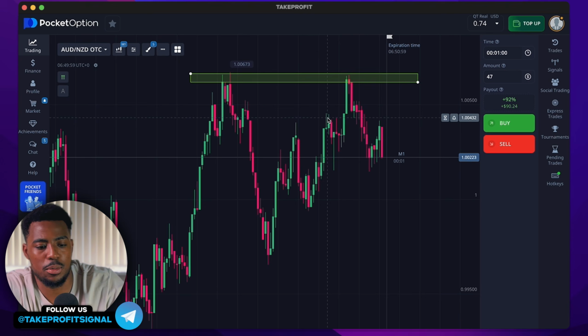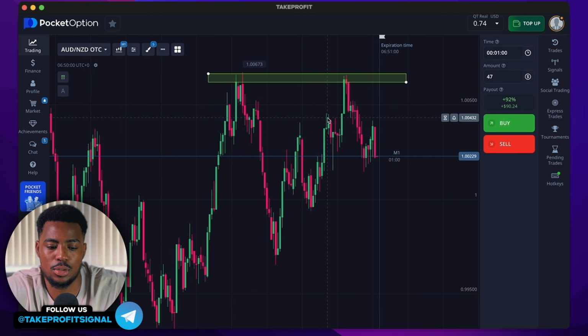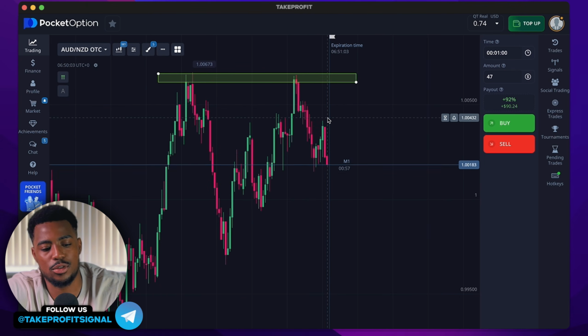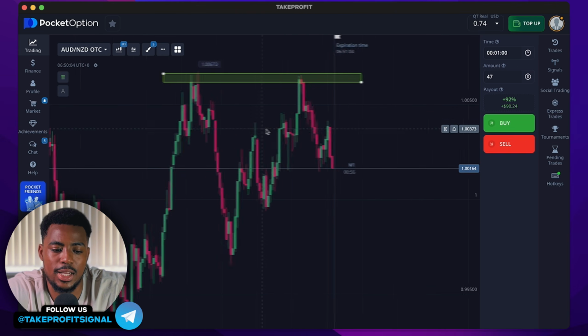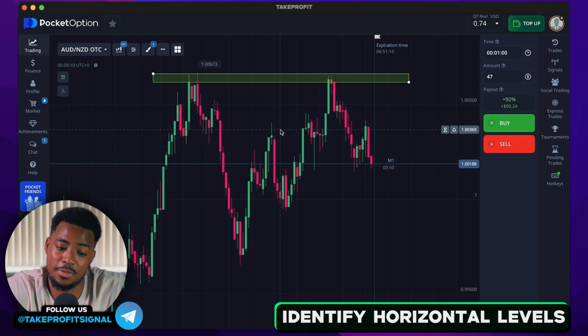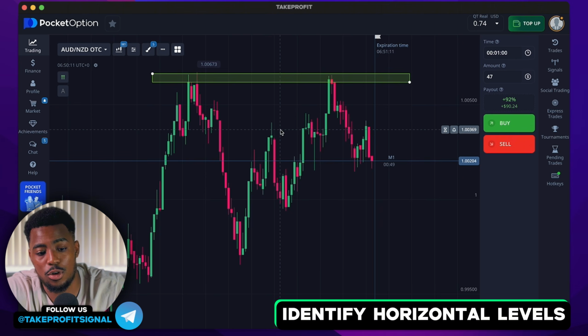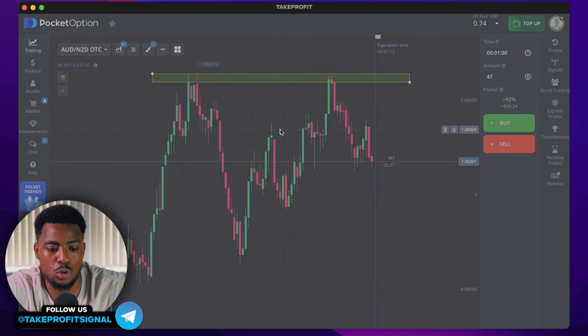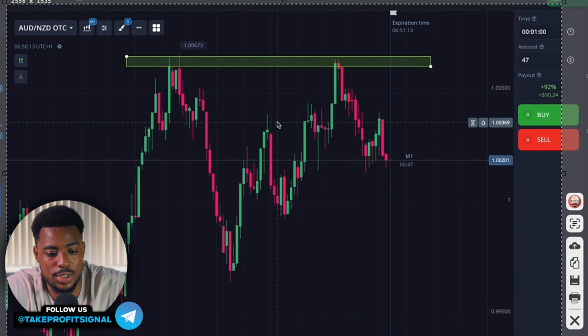So in order to be able to replicate everything that I'm going to do today, you need to have two skills. The first skill is to watch this video carefully, and the second skill is to be able to identify horizontal levels. For those of you who don't know what a horizontal level is, I'm going to quickly explain now.